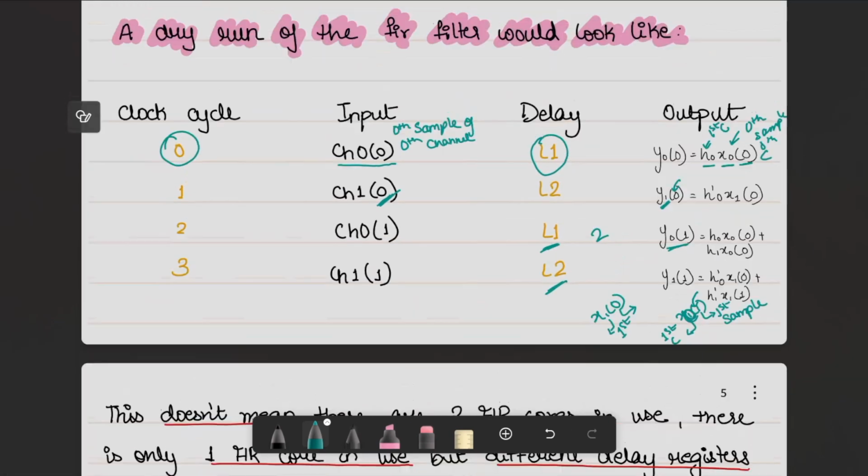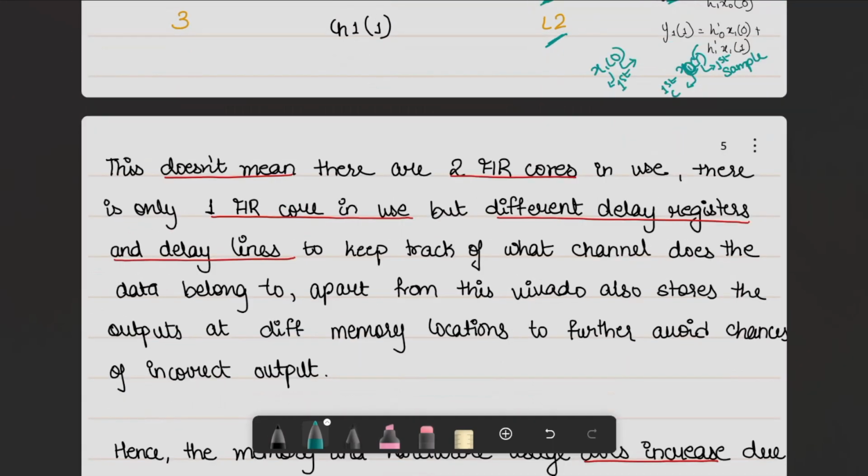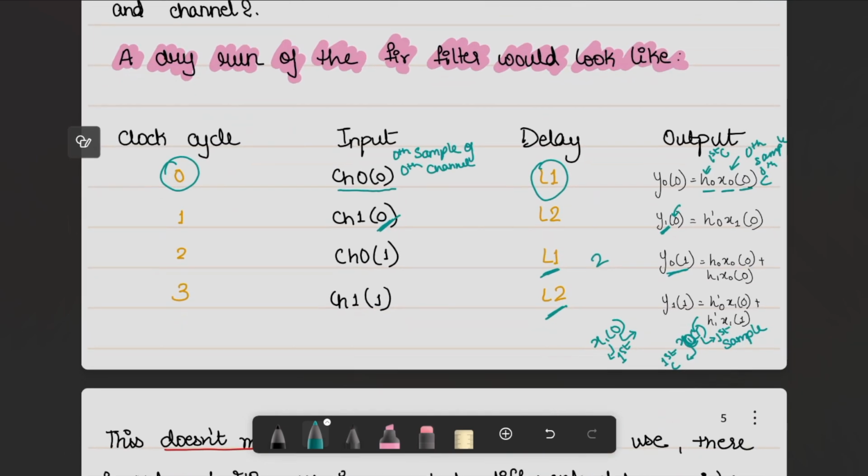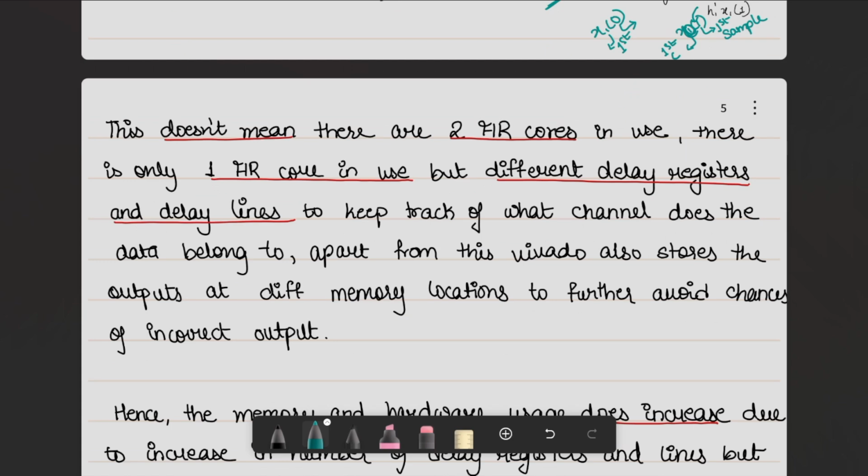But this doesn't mean there are two FIR IPs in use. There is only one FIR IP in use, but we use different delay registers which are given over here, due to which our hardware usage increases, but this is done to keep track of what the channel does and what channel the data belongs to.